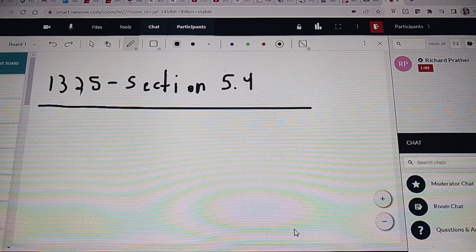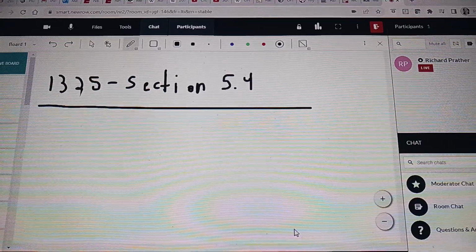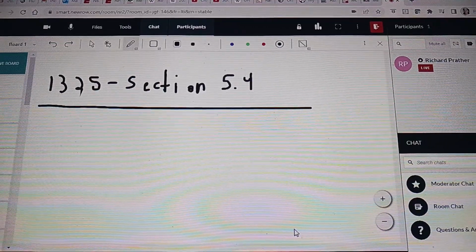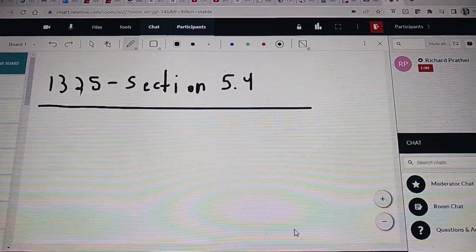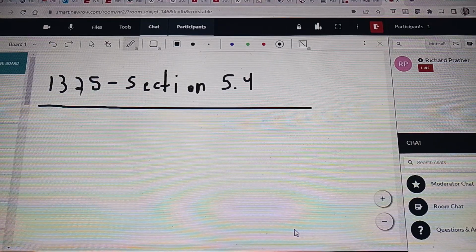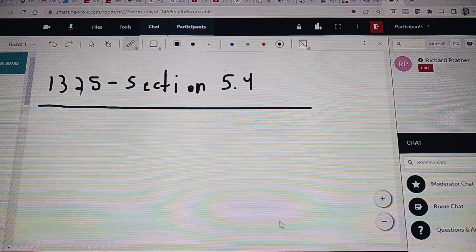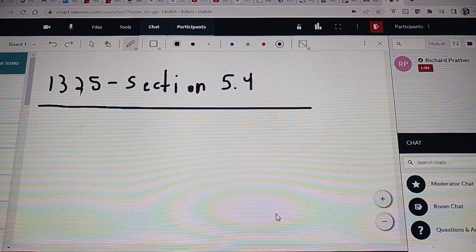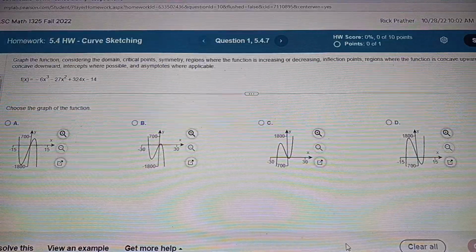Math 1325, we are working on section 5.4 today. This is putting everything together that we've learned in this chapter, plus stuff we know from previous, possibly math subjects, to sketch exact graphs of functions that we're going to see here. And it is a slightly different experience in MyMathLab than if you were doing this on paper somewhere.